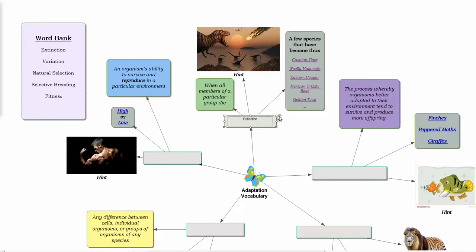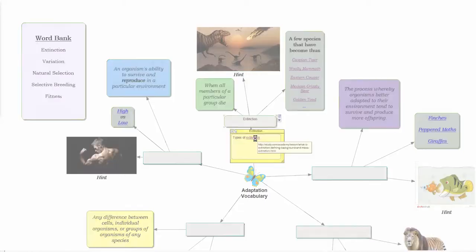So I click on this little note button here, and we have types of extinction. I know it's right because extinction matches extinction, and I can click on a link here, which will take us to a video about extinction, assuming that I can get it to open. I don't know why it's not opening. Let's try this again. There we go.